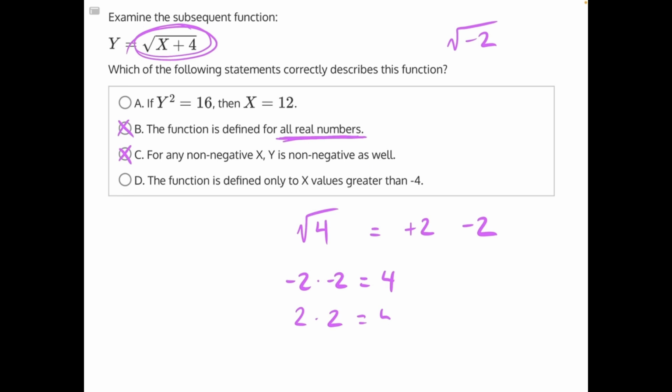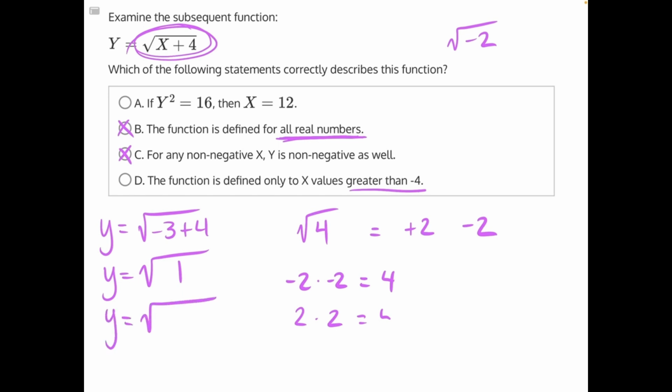D says the function is defined only for x values greater than negative 4. So let's think about what that means for a moment. We have y equals the square root of x plus 4, and x is any value greater than negative 4. We'll call that negative 3. If we were to resolve this, we'd have negative 3 plus 4, which will give us positive 1. So that is defined. We can take the square root of positive 1. What if we were to look at the opposite of this range that the problem gave us? If we were to plug in a number that is less than negative 4, like negative 5, then we would start to get values that are negative underneath the radical, and that is not defined.